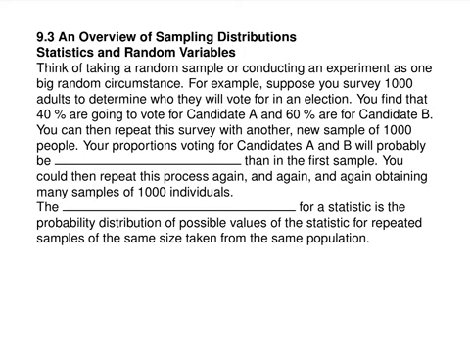Suppose you survey 1,000 adults to figure out who they're going to vote for in an election. In your survey, you find that 40% are going to vote for candidate A and 60% are for candidate B. You can then repeat this idea with another sample of 1,000 people and do the survey again. Are you going to get the same proportions the second time? No, probably not, right? If you do 1,000 people again, it's probably going to be different than the first sample.